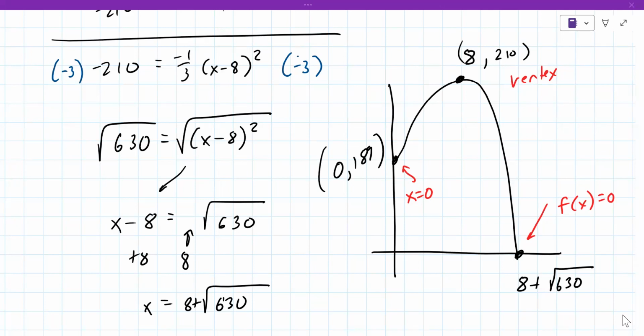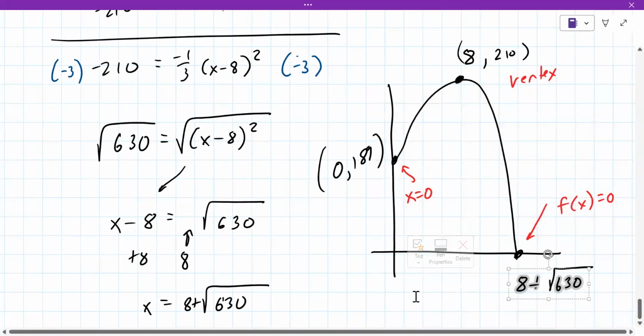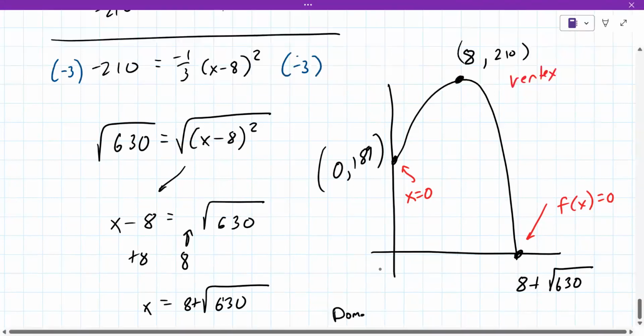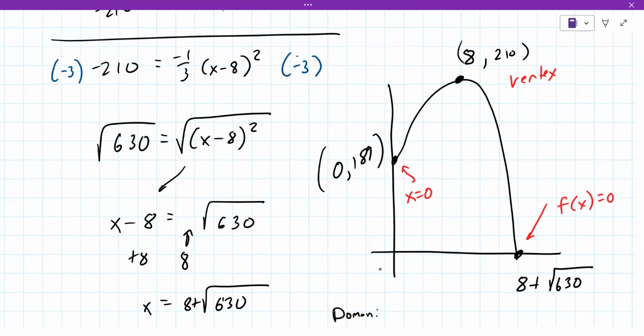All right, so we're almost there. Last question, well, we'll do both parts here. We want to know the domain and the range. Domain is the X values. What is the smallest X value that this can take on? Zero. 0. And what's the largest X value that it can take on? When does it hit the ground again?